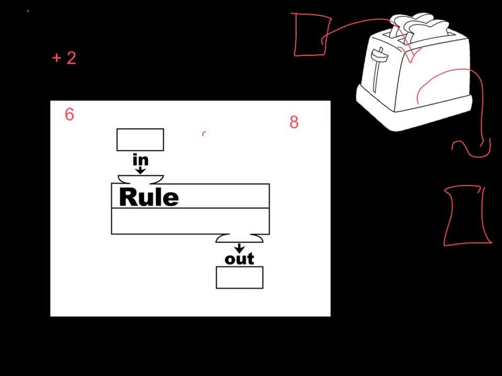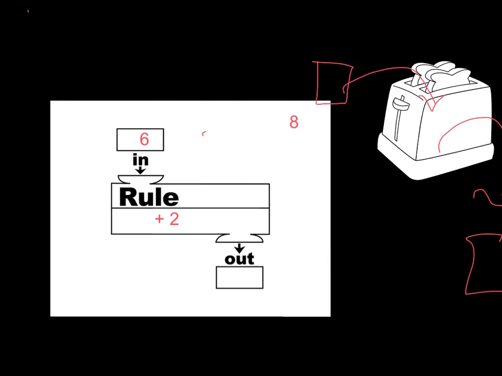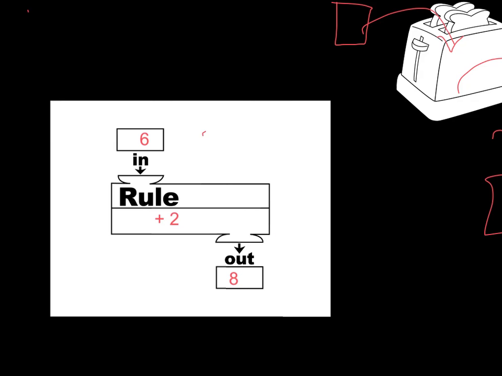Well, input-output tables are similar to the toaster as it has one job. So if I put a 6 inside this machine, and the job of this machine is to add 2, 8 would come out of the machine. So put in 6, add 2, 8 would come out. Now, the rule is written as an equation. So you would have 6 plus 2 equals 8.